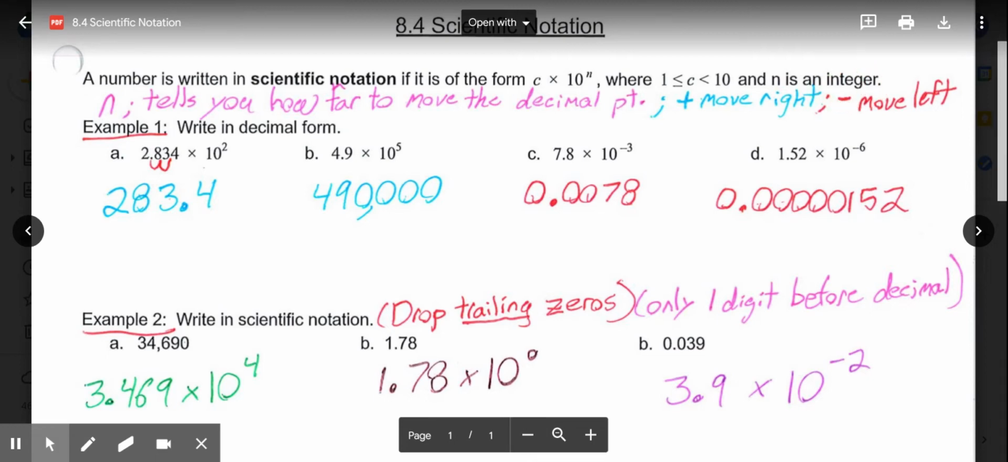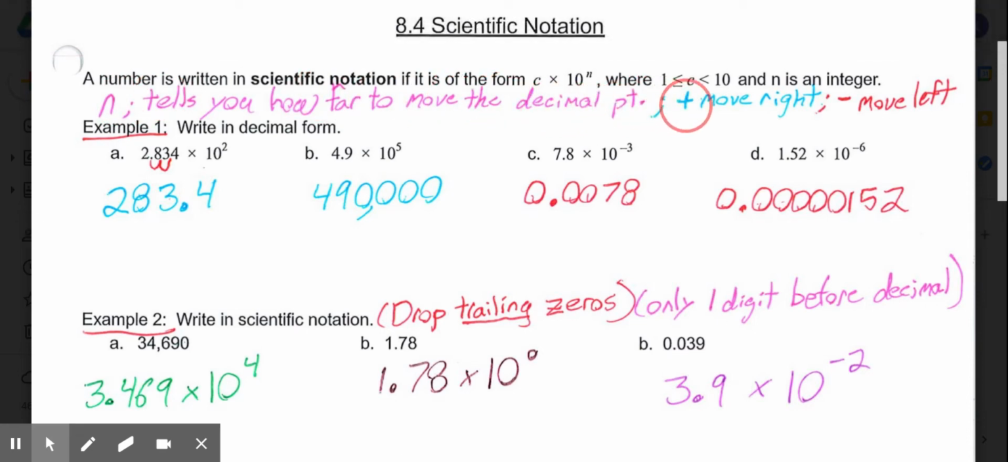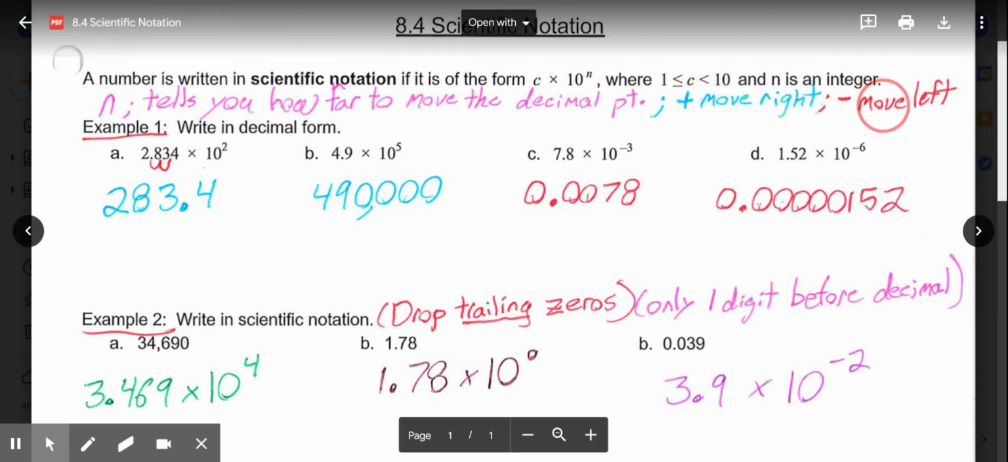So what we want to keep in mind as we go through this is that n, the power, will basically tell us how far we need to move the decimal point. If n is positive, we'll be moving the decimal point to the right. If it's negative, we'll move it to the left. And the key to remember about c is that it's between 1 and a number less than 10, meaning c has to be a single-digit number in front of the decimal.